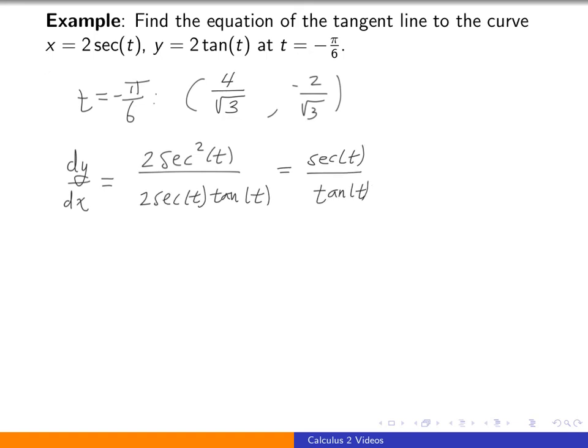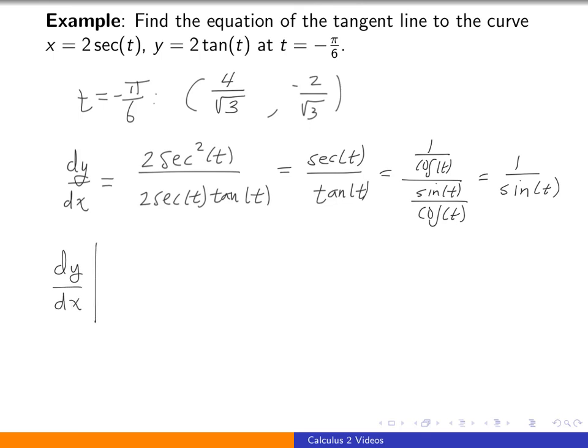over tangent, which simplifies to being 1 over cosine divided by sine over cosine, which is equal to 1 over sine. So dy dx, after this simplification, when we plug in t equals minus pi over 6, what we are going to get back is 1 over sine of minus pi over 6. And sine of minus pi over 6 is minus 1/2. So that ends up being minus 2.